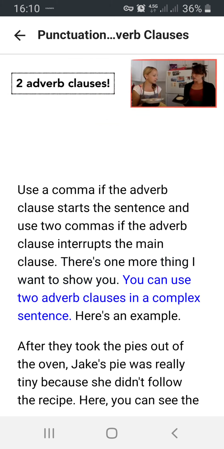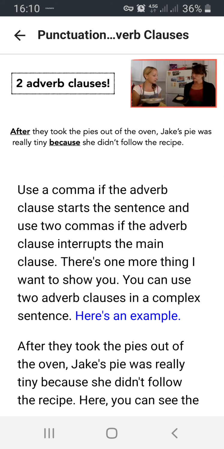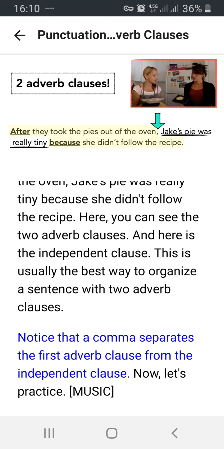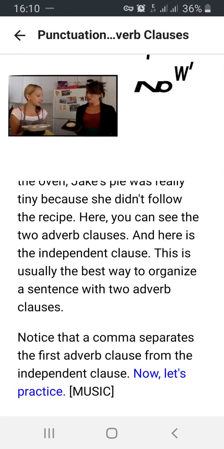You can use two adverb clauses in a complex sentence. Here's an example. After they took the pies out of the oven, Jake's pie was really tiny because she didn't follow the recipe. Here, you can see the two adverb clauses. And here is the independent clause. This is usually the best way to organize a sentence with two adverb clauses. Notice that a comma separates the first adverb clause from the independent clause. Now, let's practice.